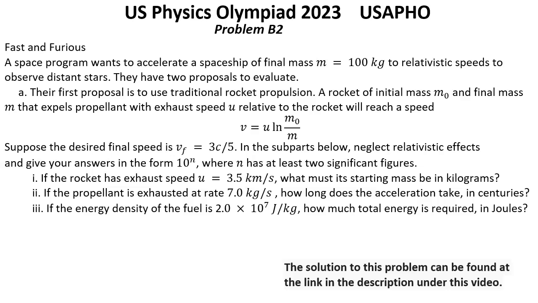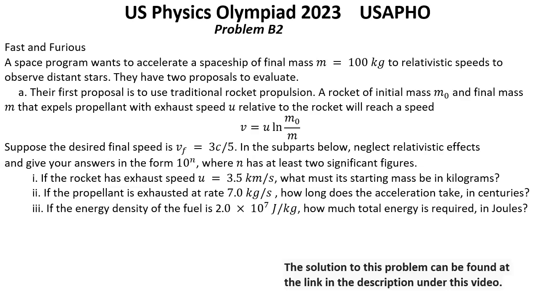Part A. Their first proposal is to use traditional rocket propulsion. A rocket of initial mass m0 and final mass m that expels propellant with exhaust speed u relative to the rocket will reach a speed v equal to u multiplied by the logarithm of m0 over m. Suppose the desired final speed is vf equal to 3c over 5. In the subparts below, neglect relativistic effects and give your answers in the form 10 to the power n, where n has at least two significant figures.